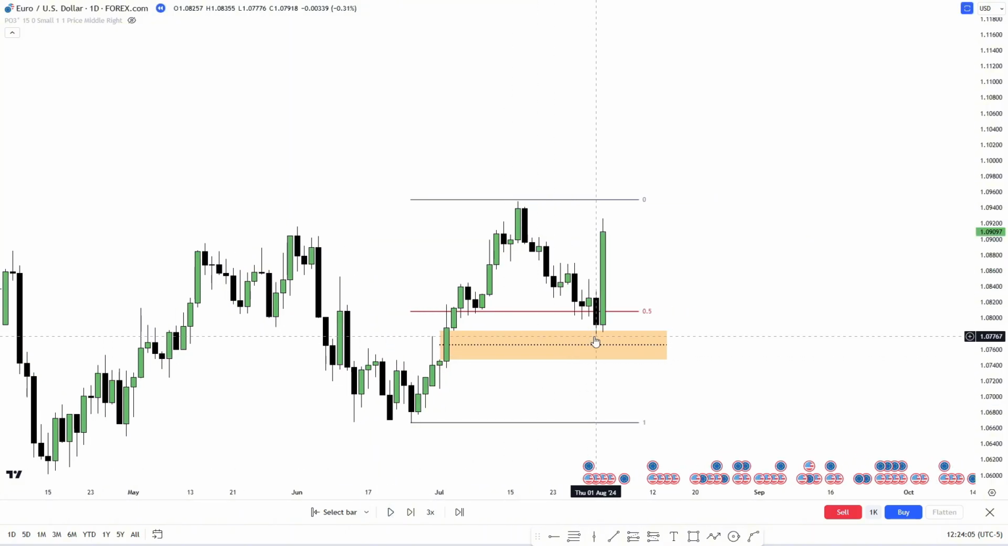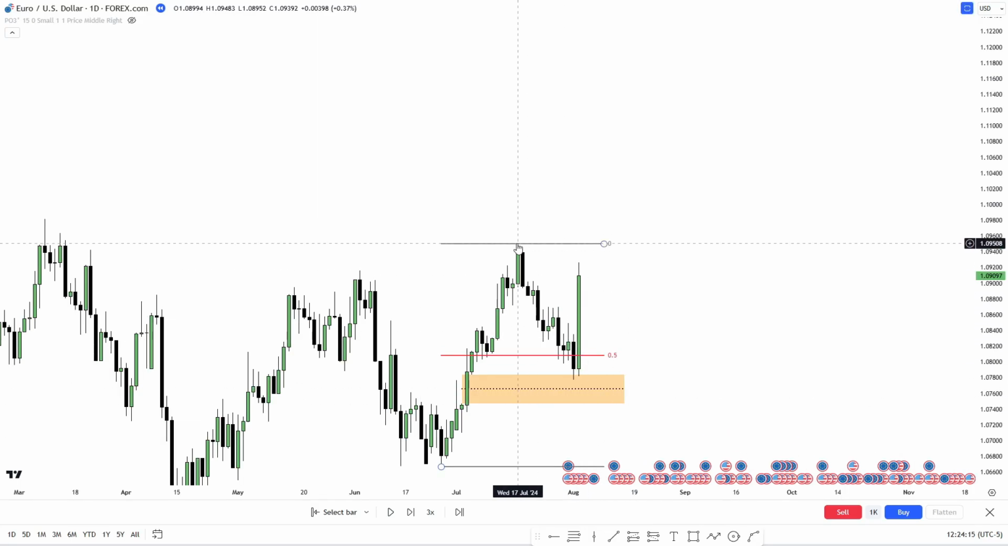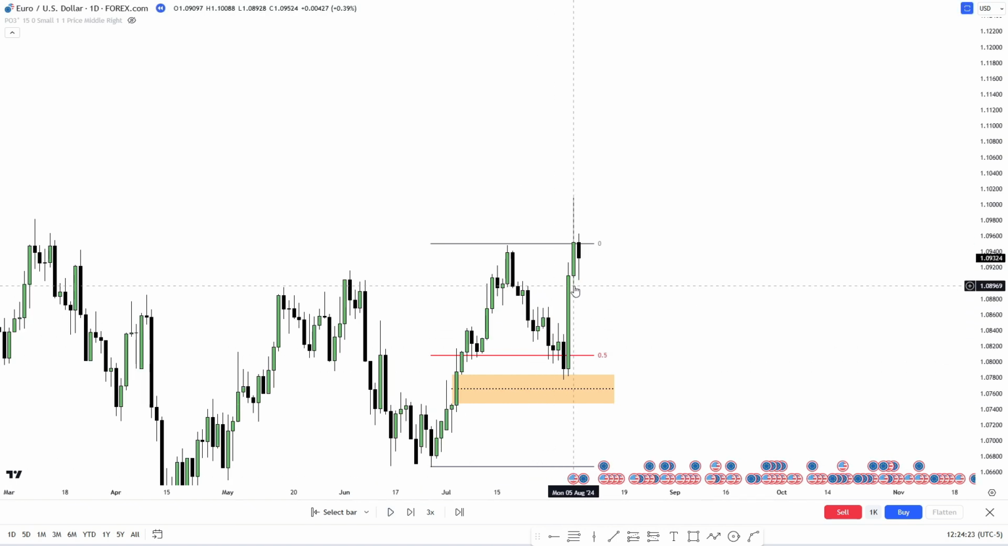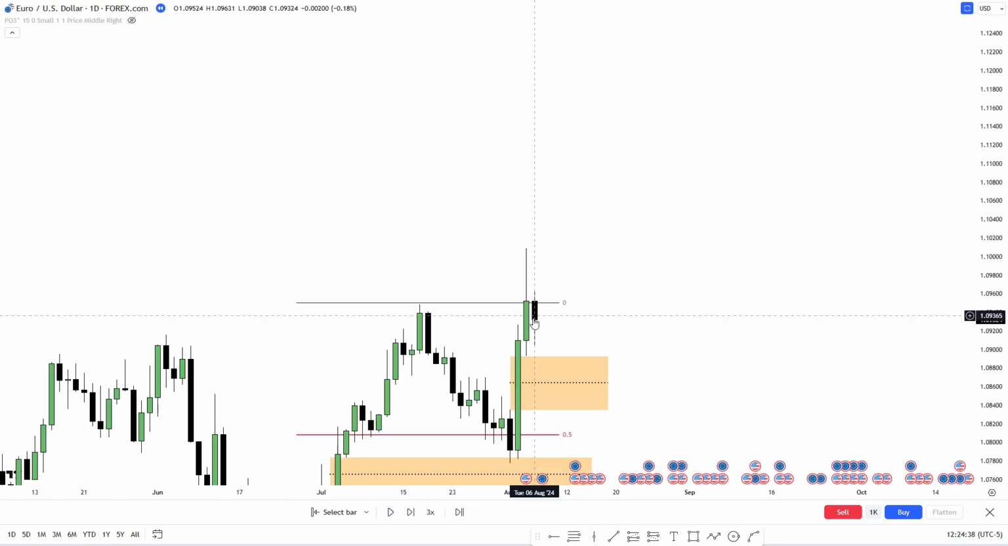So if I play price out, okay, we have a very nice reaction off of that level right there. So my next draw on liquidity would be this swing high right there. So if we play price out, okay, we hit it right there. So now we have this BISI right here. Going into the next days, I'll be looking into seeing us potentially drop into this area right here.